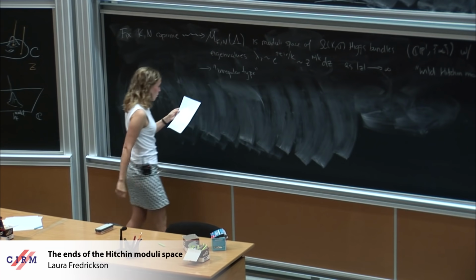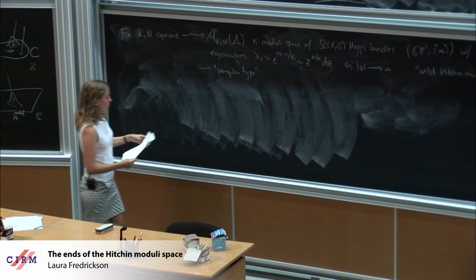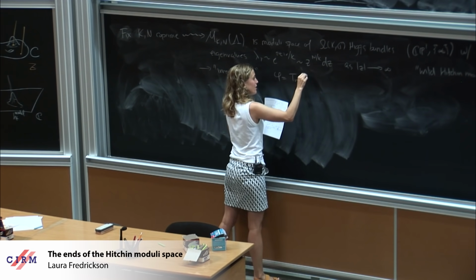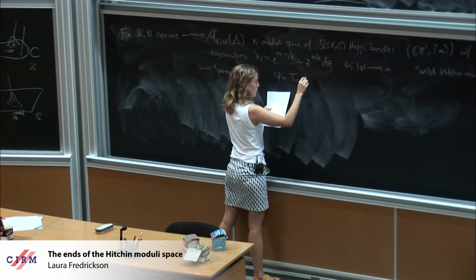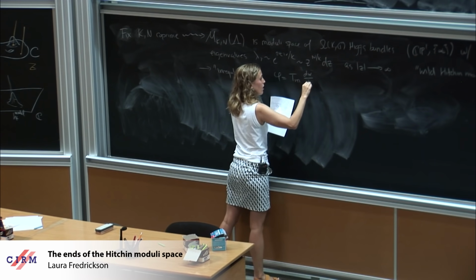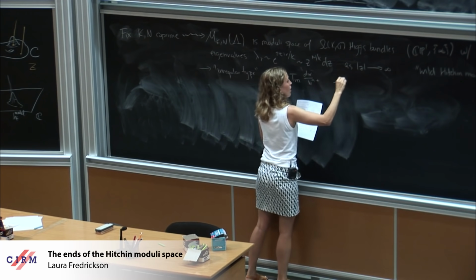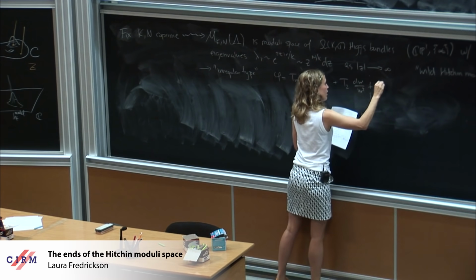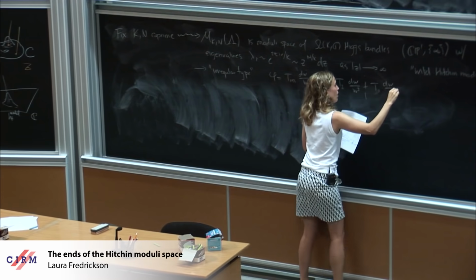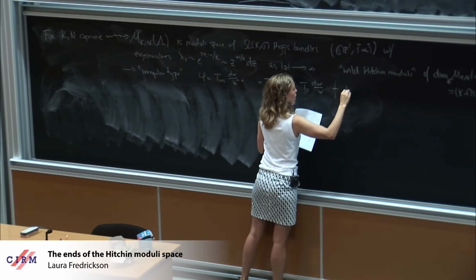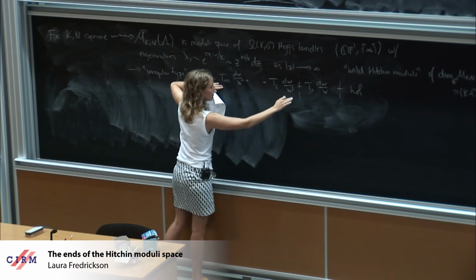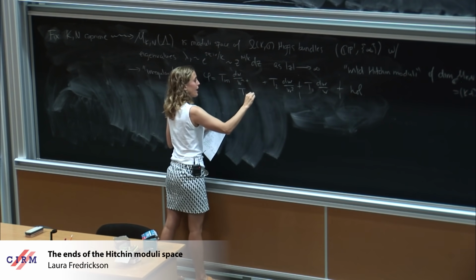So Biquard and Boalch, I write out the irregular type, that you normally fix near some pole. What you see is that you fix this data completely, where these T_i need to be diagonal.